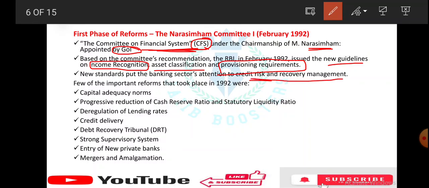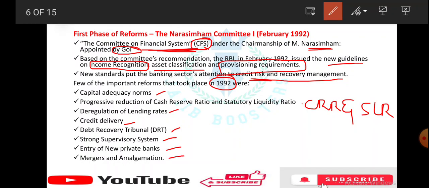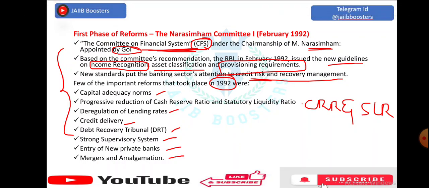The main important things that took place in 1992 were capital adequacy norms, progressive reduction in CRR and SLR, deregulation of lending rates, credit delivery, DRT (Debt Recovery Tribunal), a strong supervisory system, entry of new private banks, and mergers and amalgamation. These are the things that happened in the first phase of reforms of the Narasimhan Committee, which is very, very important.